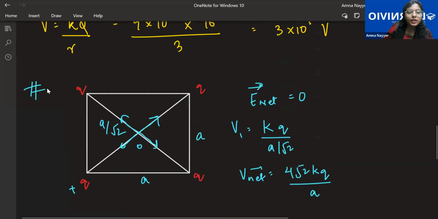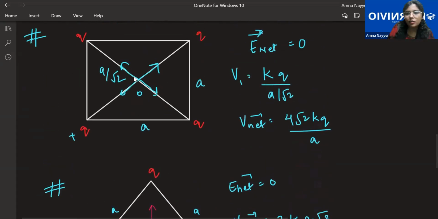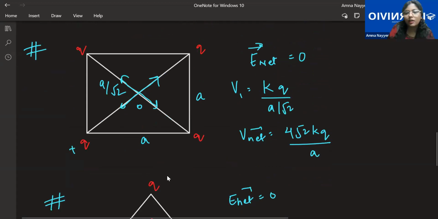So this is one figure, the square, which usually comes, and this is another one. For the electric field, we have already seen why it is net zero. For the potential, whatever the number of charges is, just multiply by that. No need to take every potential and add them. Please write this.